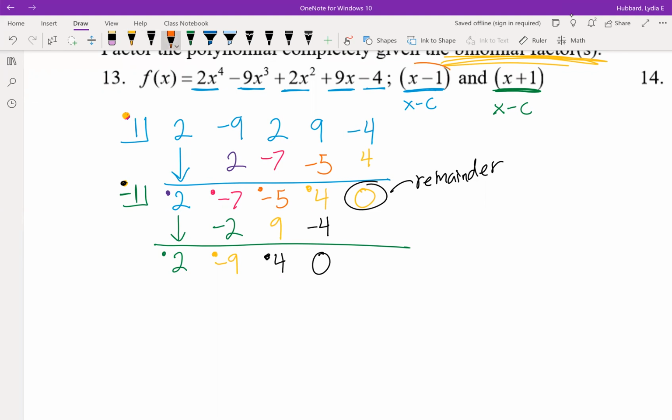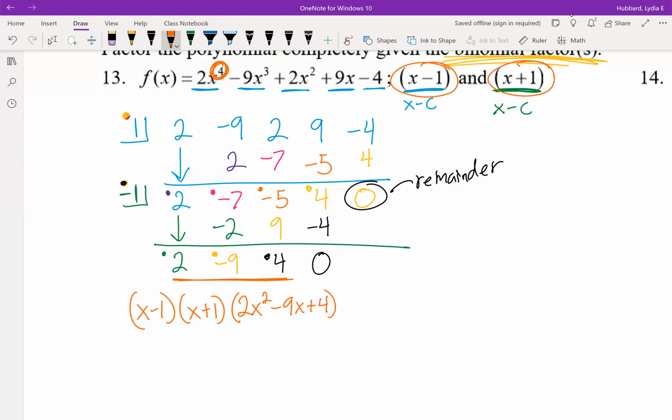So we already have one of our factors is x minus 1. That came from that first set of division. And x plus 1, that came from that second set of division. So now I'm going to take these, and these will be my new coefficients of the third factor here. So I did it twice, and my original degree was 4. So I'm going to drop down 2 powers because I did it twice. So it'd be 2x squared minus 9x plus 4.